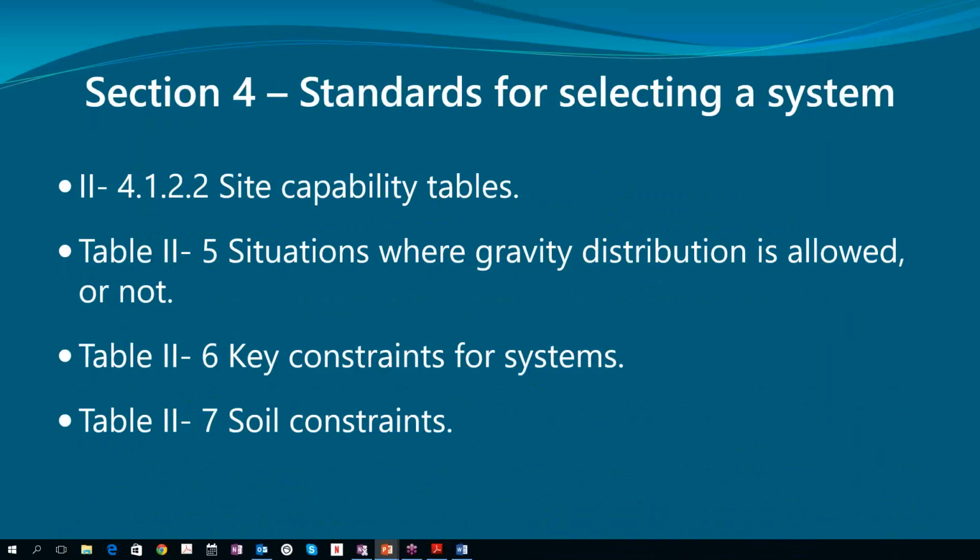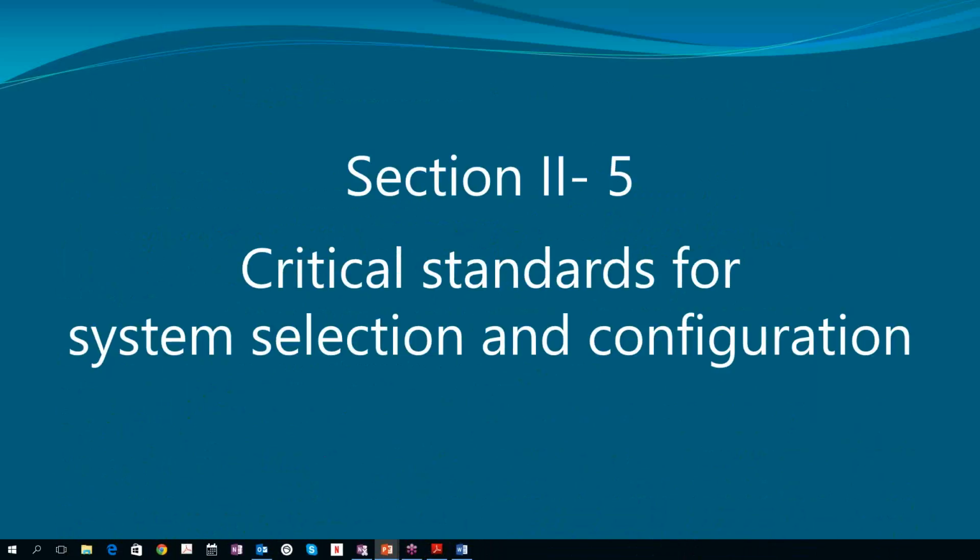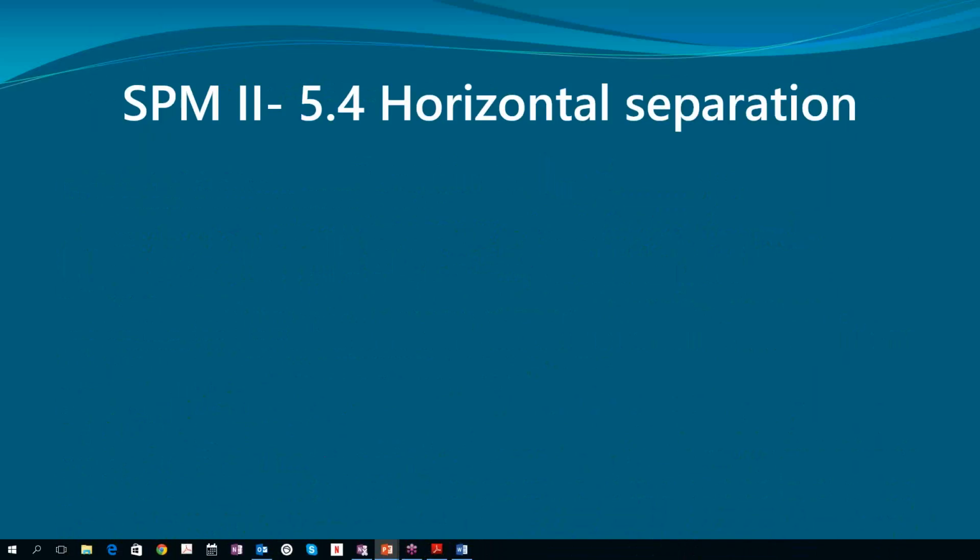Hard consistency, for example, is a limiting layer and some other things. So look at all those things on your own time. And now we're getting into the changes to horizontal separation and so on.